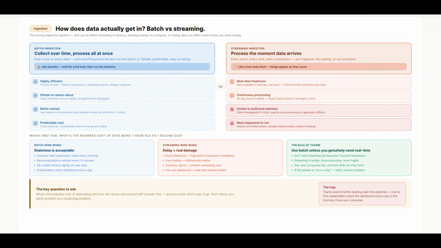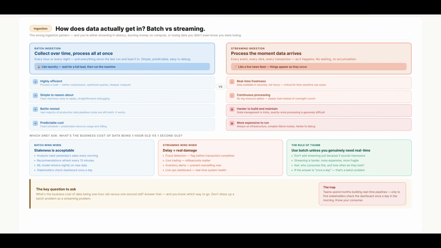And here's what people underestimate about batch. It's really good at being efficient. When you process data in bulk, you can compress it better, you can optimize your queries better, you can use resources more efficiently. There's a reason the vast majority of data pipelines in production today are still batch.